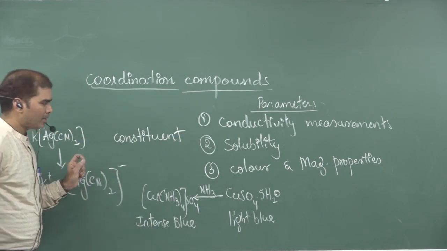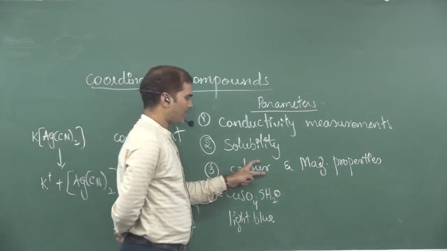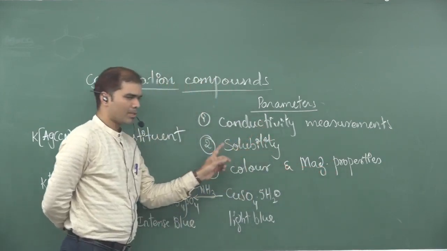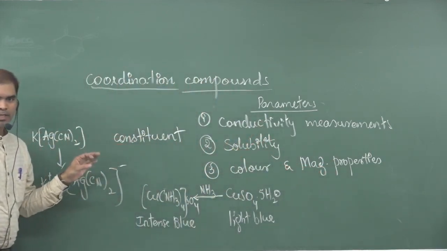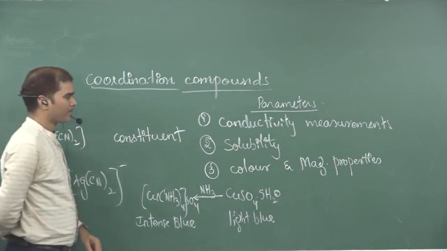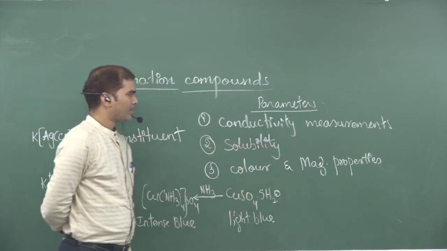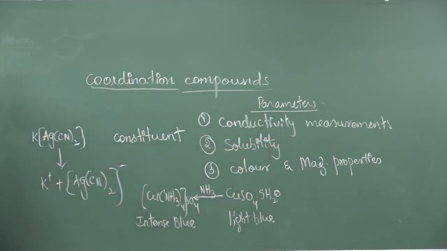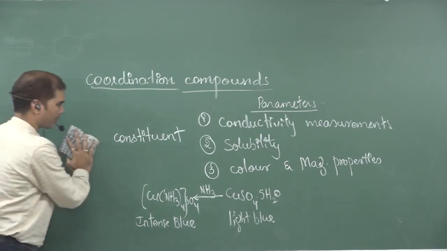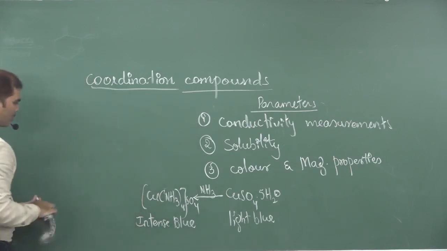So even if there is a change in the color, or in the magnetic properties, or conductivity, or solubility, all these parameters will help us understand whether a complex compound has formed or not. You can just write down these parameters. With respect to double salt, conductivity measurements will drop. Now just let me take a couple of examples of complex compounds.